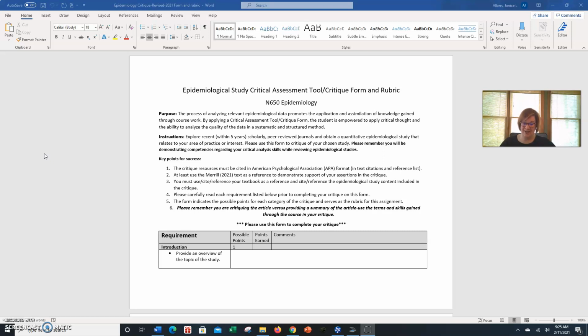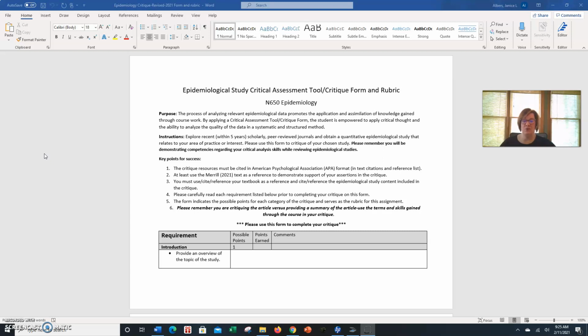Make sure that you cite both the article, the journal study that you've chosen, as well as the textbook. So you will need to cite the content that you pull from the particular research that you've chosen. As always, you have to cite your information. This is not new, this is not unique to this, but just as a reminder.